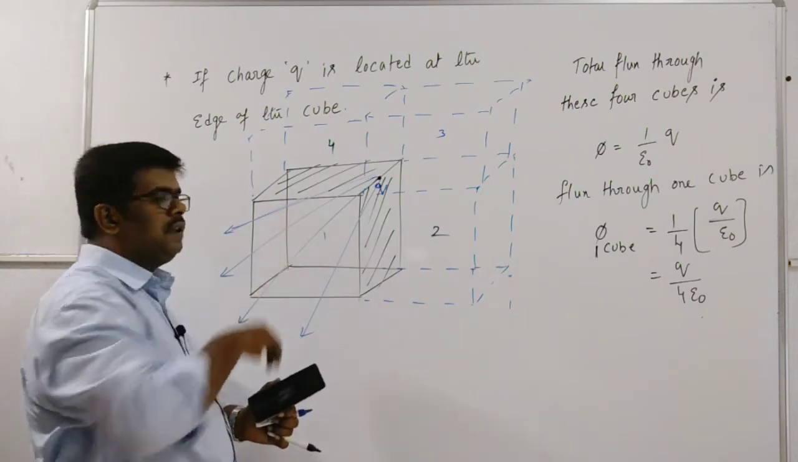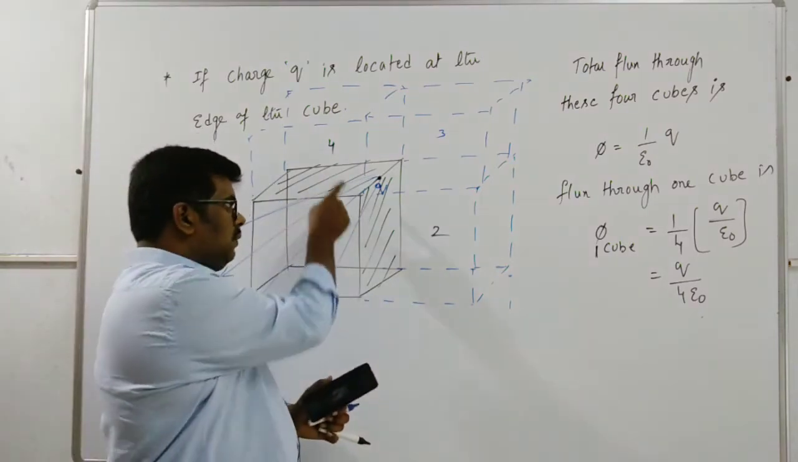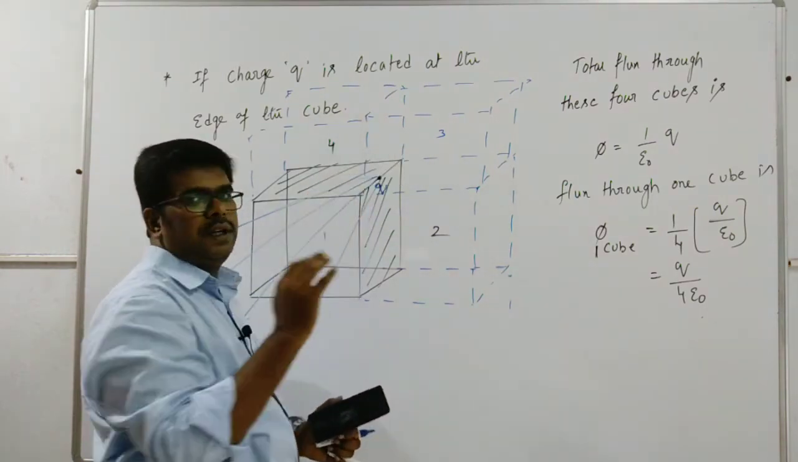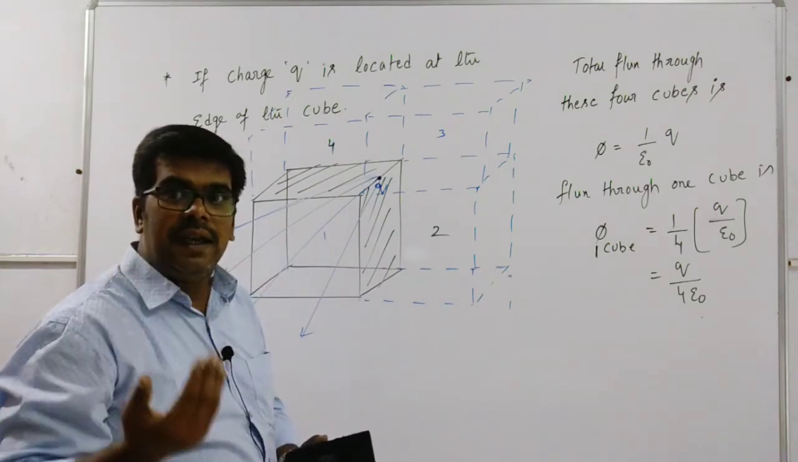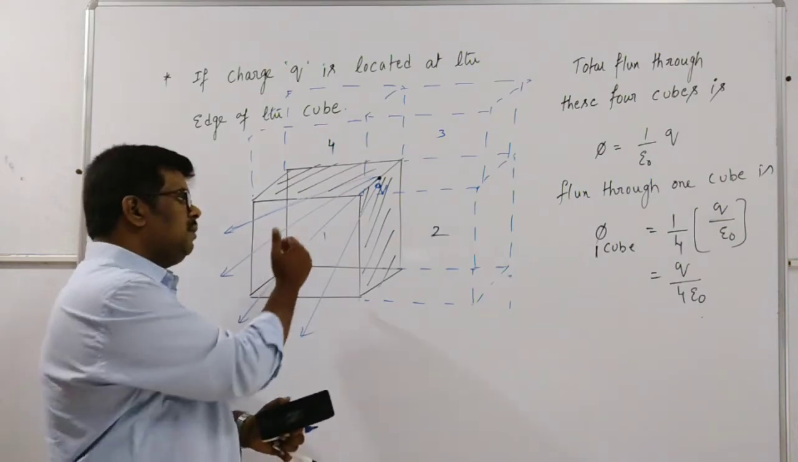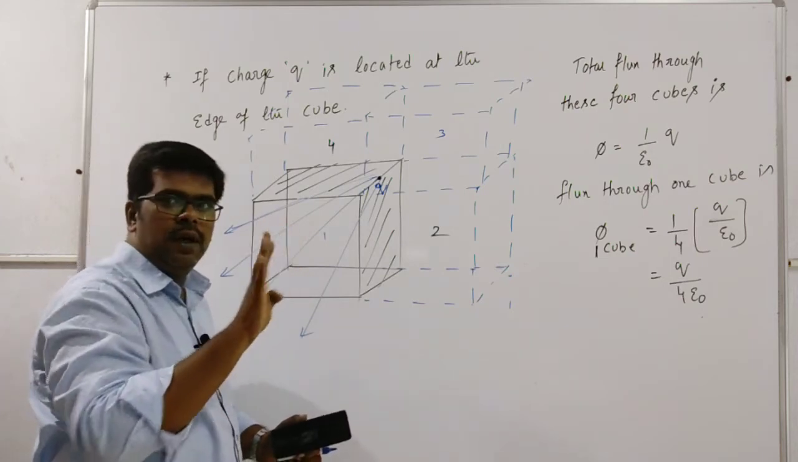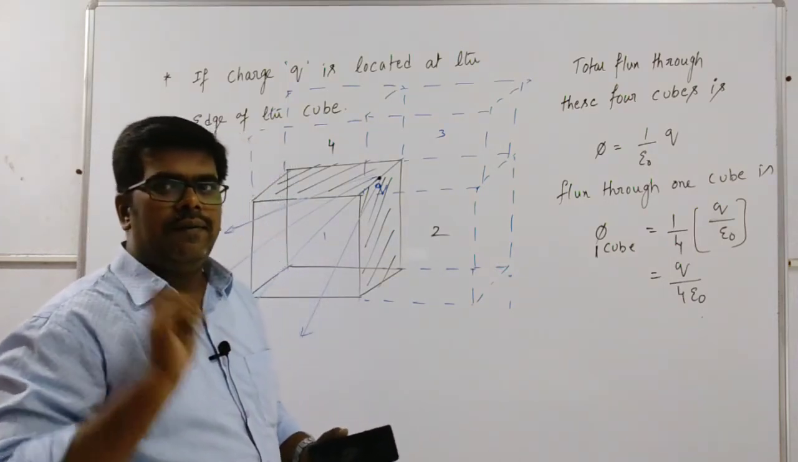We have 6 faces for the cube, and out of these 6 faces, some are covered with other cubes. That's why through those we won't consider. Through the faces that can be seen, only through those the flux will come out. So how many faces can be seen? The cube front, back, and this one and this one. Totally 4 faces can be seen.